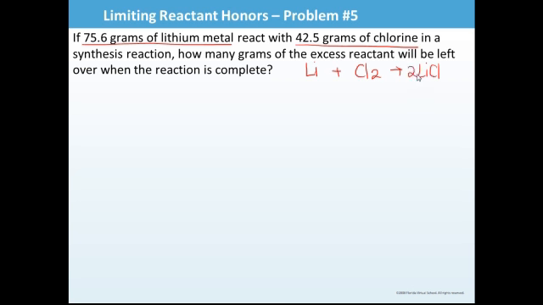We need to balance the equation. I have 2 chlorines on the left. I now have 2 chlorines on the right, and then to balance lithium. So we have 75.6 grams of lithium, 42.5 grams of chlorine, and how many grams of the excess reactant? So I have to have grams of the excess reactant.